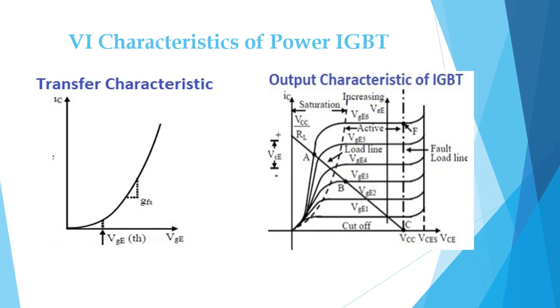V-I characteristics of power IGBT. We'll see the transfer characteristics. Transfer characteristics are drawn between the output current and input voltage. Here the output current is the collector current, and the input voltage is the voltage applied across gate and emitter. This point is called the threshold point, where the conduction takes place through the device.